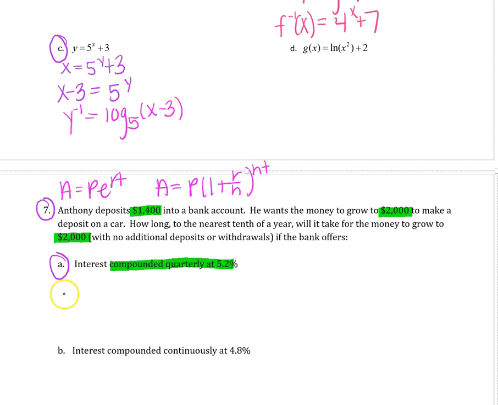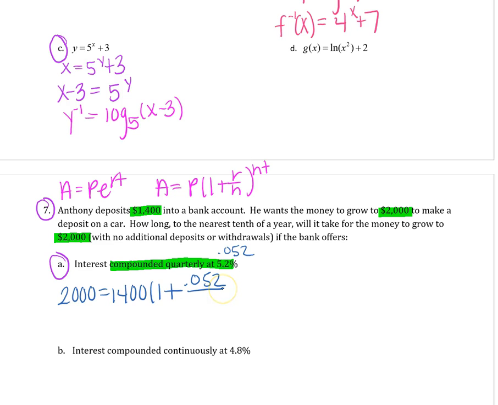Okay, we want his amount to be $2,000, and he's putting $1,400 in the bank. Okay, R is 0.052. N is going to be 4 because you're compounding quarterly, so 4 times per year. The only thing we don't know is T, so this is what we're going to be solving for.